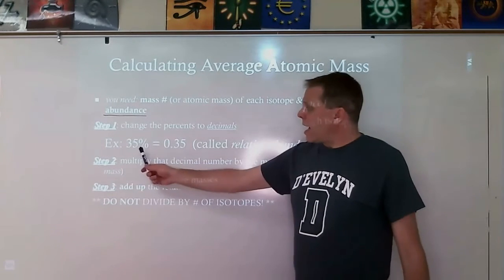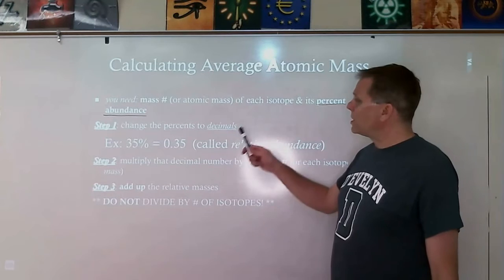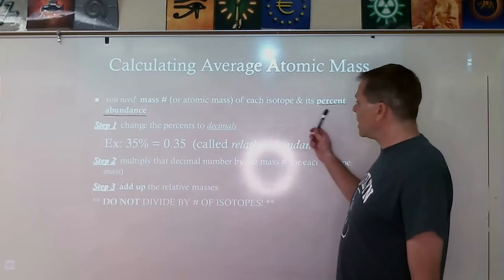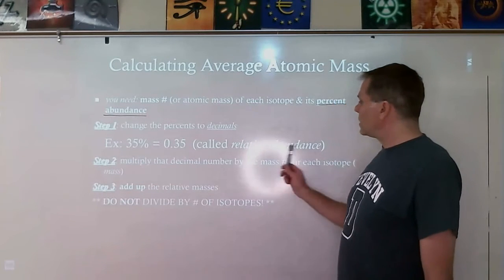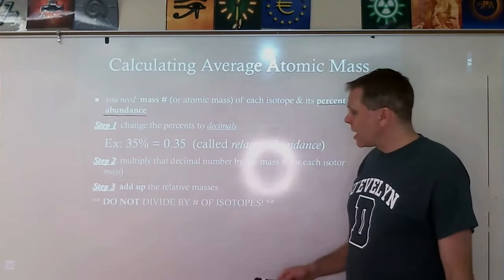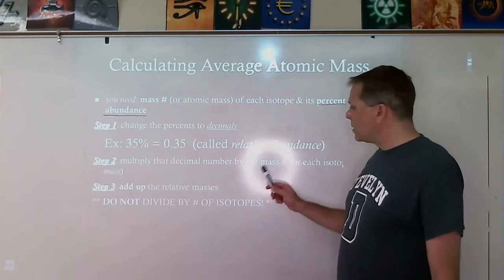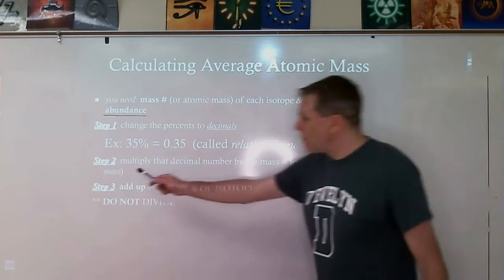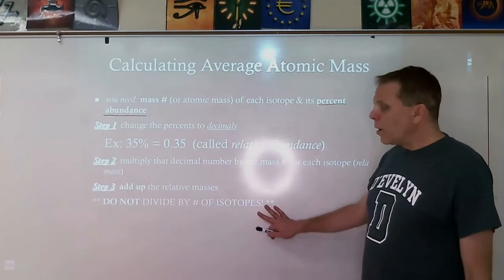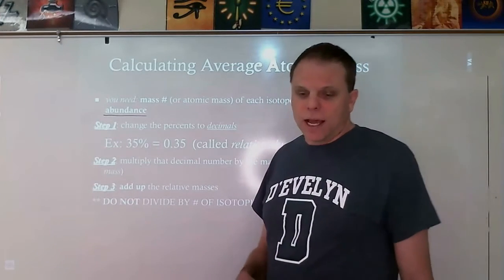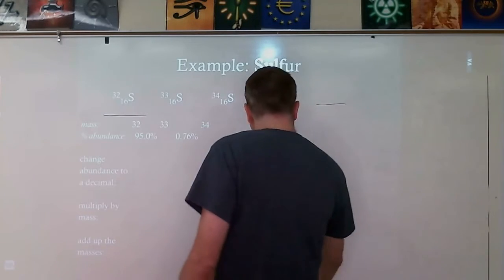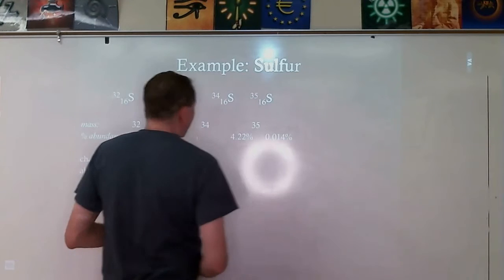But let's say I have 35% of a particular element. Let's convert it to decimals, all right? Percent abundance would have been 35% abundance. Relative abundance is 0.35. Then we're going to take that number and multiply it by the mass number. You'll see that here in a second. That's going to give you something called the relative mass. Then we're going to add all those relative masses together, and we're going to end up getting our answer. You are not going to divide by the number of isotopes, all right? So this is kind of an interesting way to do averages. Some of you guys have never seen this before. It's pretty cool. Let me show you real quick how you would do this.